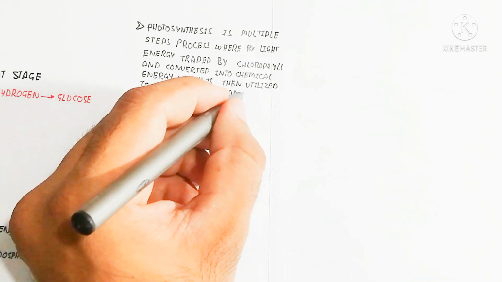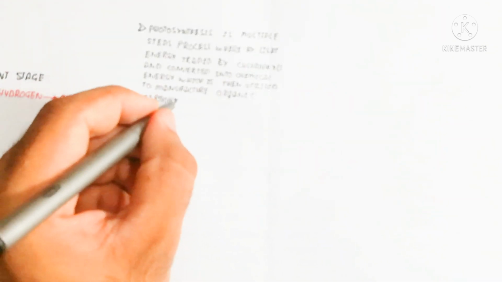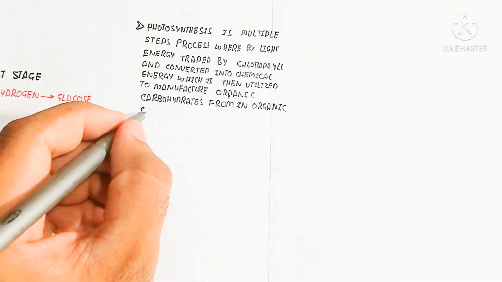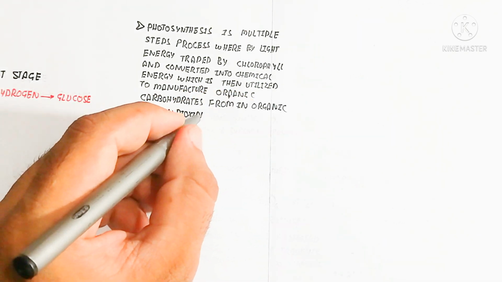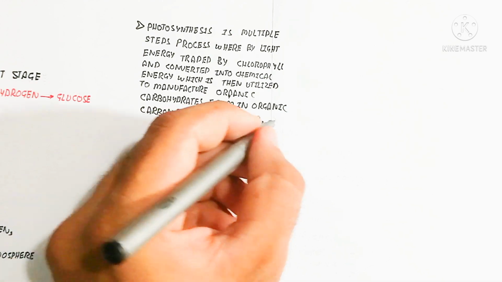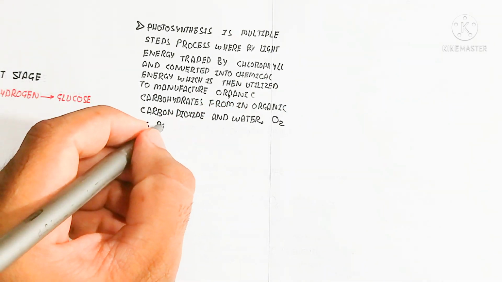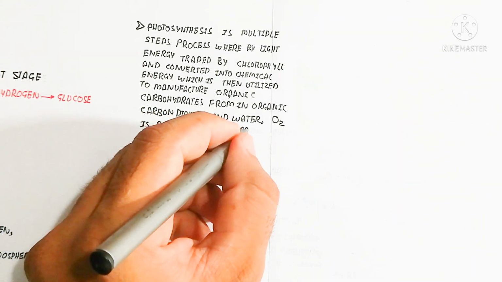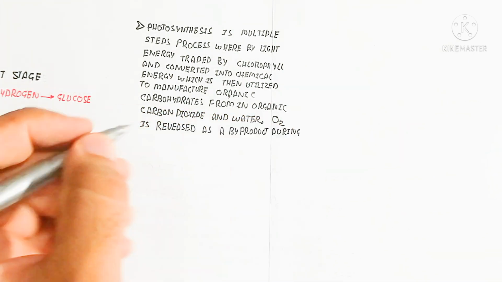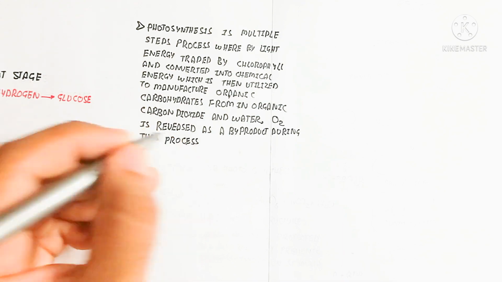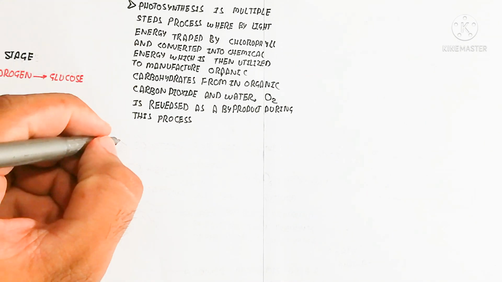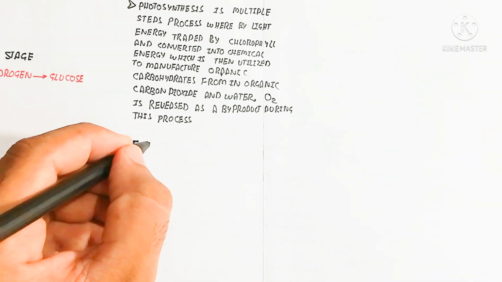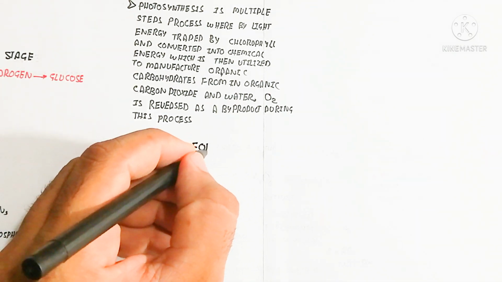It means the carbon dioxide will be converted into carbohydrates, and hydrogen. So the water is also important for it. ATP and NADPH, which are produced during the light reaction, are used for it. So from inorganic carbon dioxide and water, oxygen is released as a byproduct during this process. And next we will discuss the equation of photosynthesis.